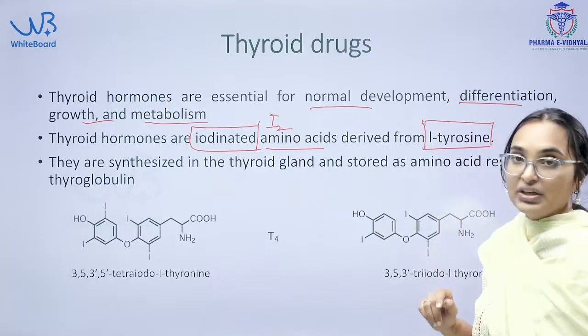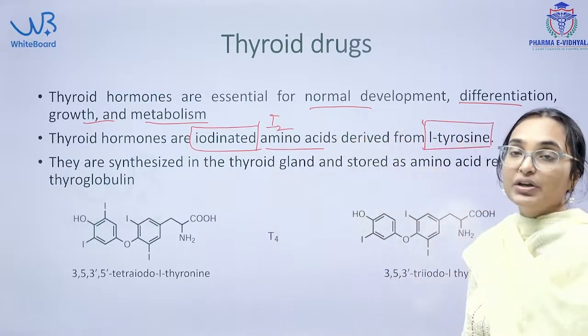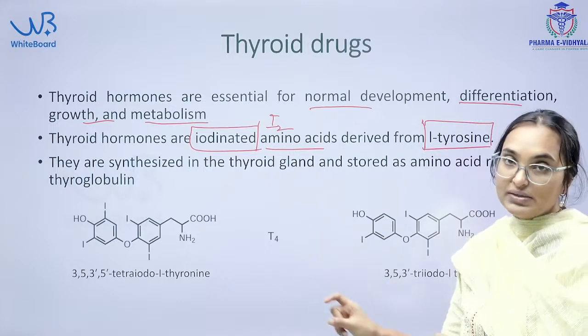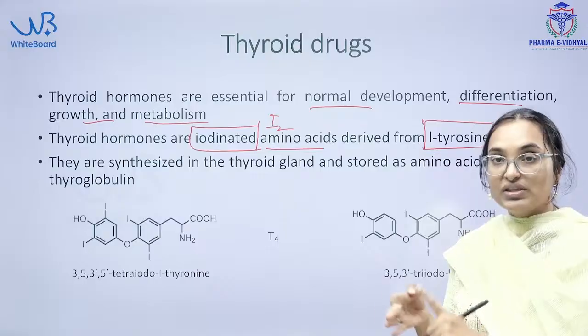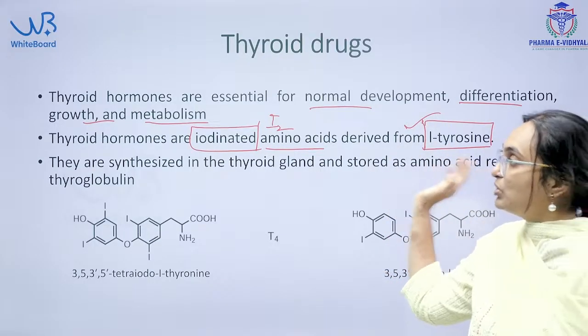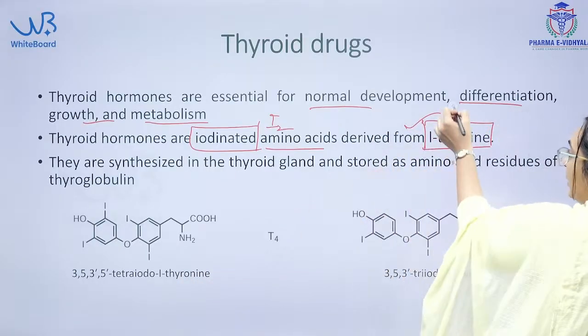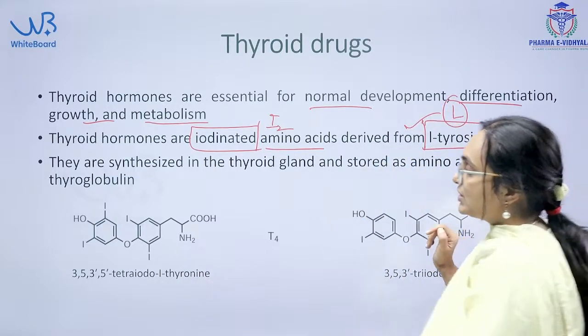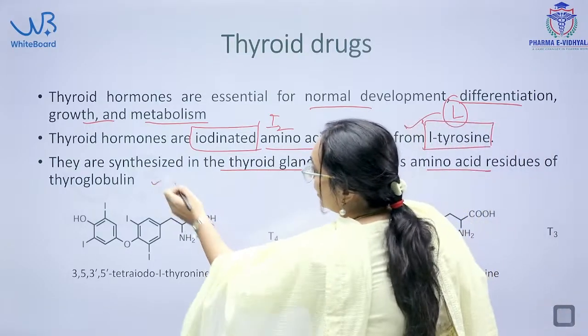So, you will get a question like this: what is the starting material, or thyroid hormones are derived from which of the following amino acids? You will get phenylalanine, histamine, tyrosine, alanine. The answer is tyrosine. Which isomer is responsible for the formation of the thyroid hormone? That is L-tyrosine. These are synthesized in the thyroid gland and stored as amino acid residues of thyroglobulin.